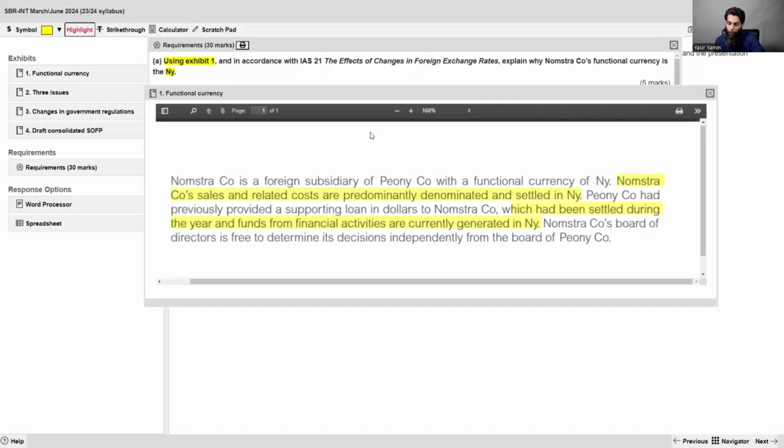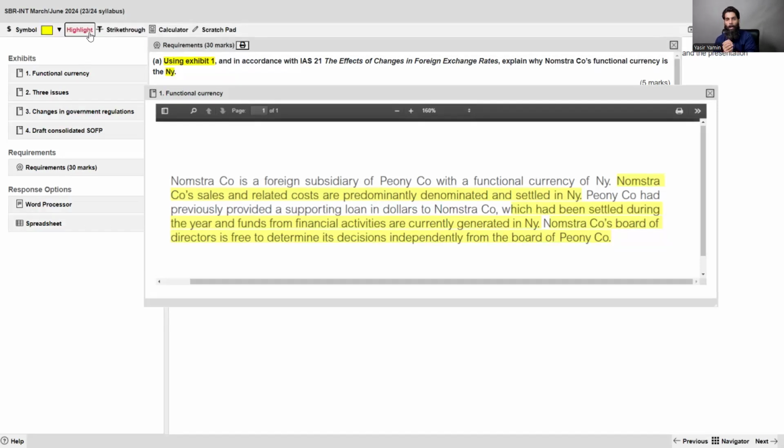It says that Nomstra company's board of directors is free to determine its decisions independently from the board of Peony company. What do you say? Based on the additional factors, do you see that Nomstra is an autonomous entity, yes or no, or is it an extension of the parent? What would you guys say?